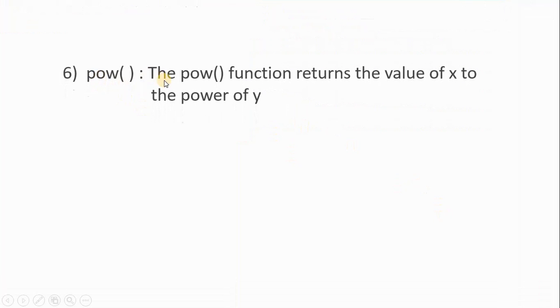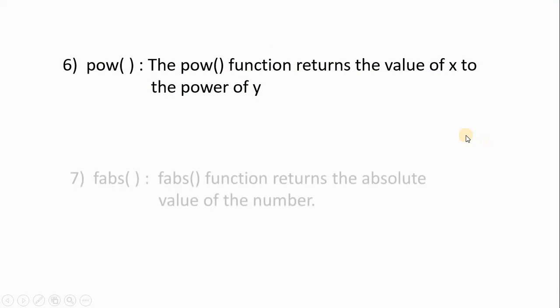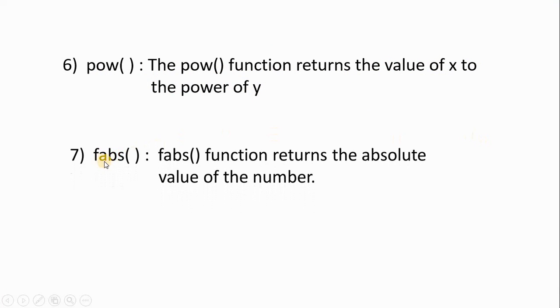The next function is the power function, pow. The pow function returns the value of x to the power of y, x raised to y. Next one is fabs. The fabs function returns the absolute value of the number. So pow as well as fabs are the other functions under this math module.